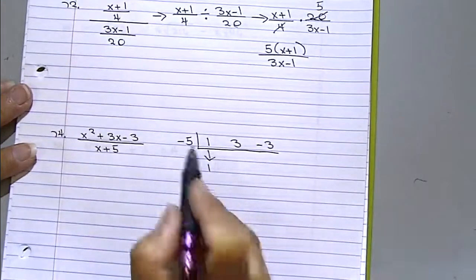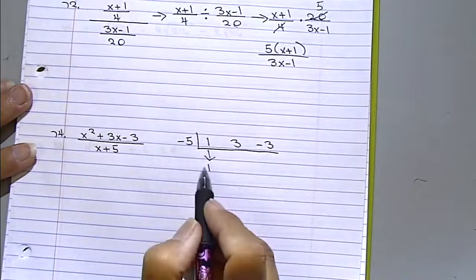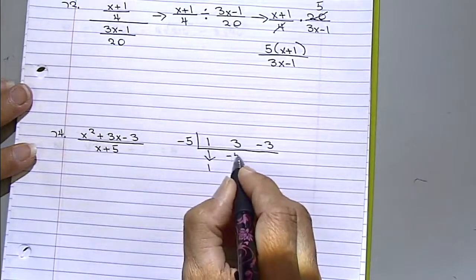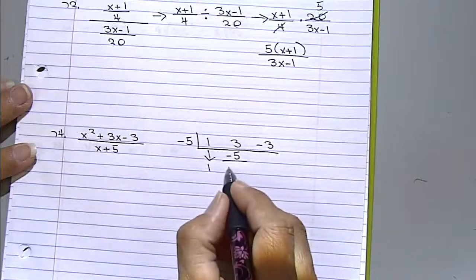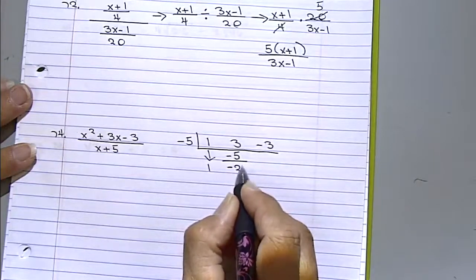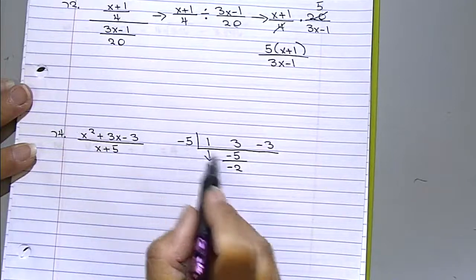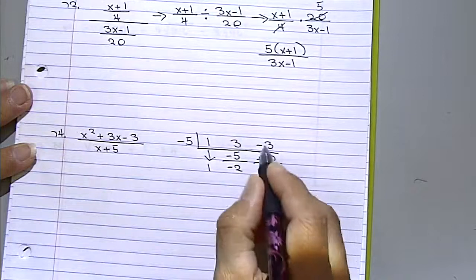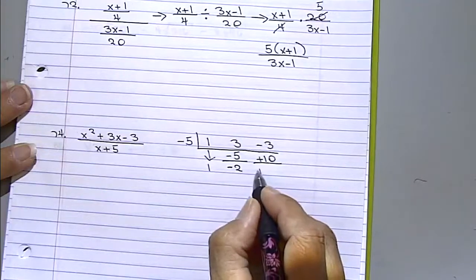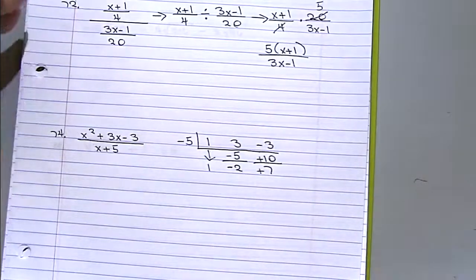And then I say negative 5, I multiply. Negative 5 times 1, and I bring it up over here. That's a negative 5. When I combine these 2 terms, I end up with a negative 2. And then I multiply again. Negative 5 times negative 2 is a positive 10. When I combine those, I end up with a positive 7. Now, I'm at my answer.